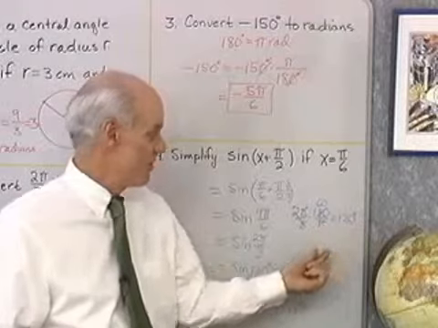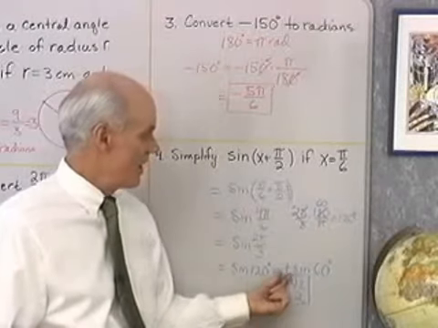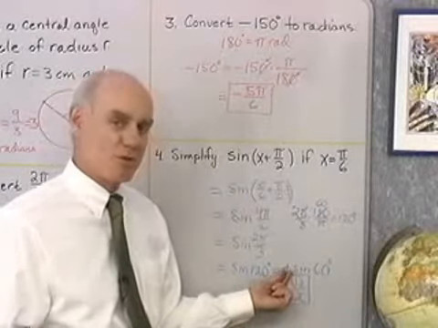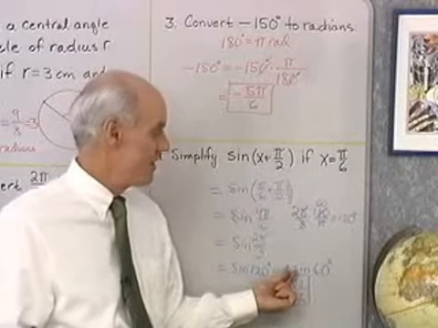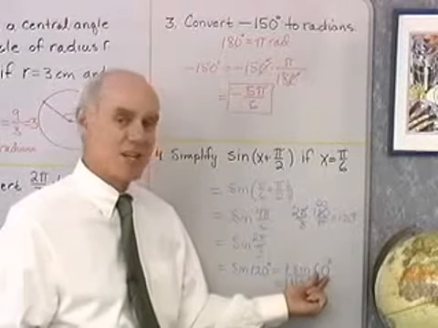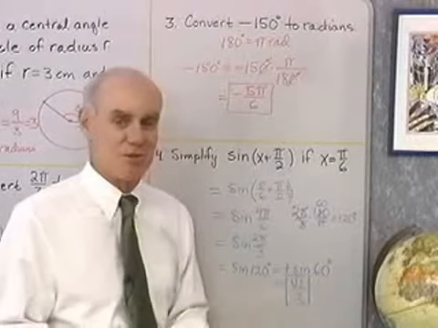But I change to degree measure, go over here, sine 120. It terminates in quadrant 2. In quadrant 2, the trigonometric sine is positive, and so I have the sine of its reference angle 60. That I've memorized as square root 3 over 2.